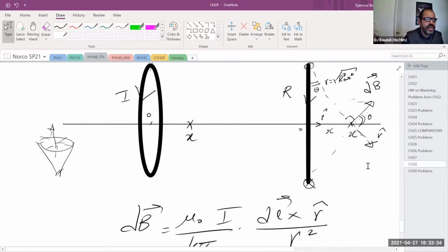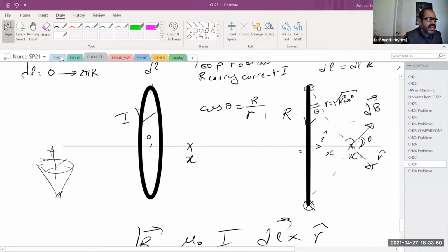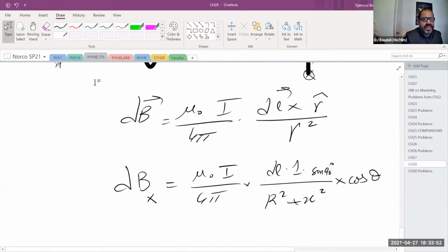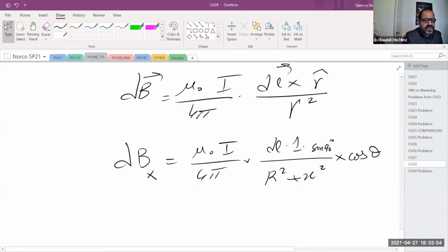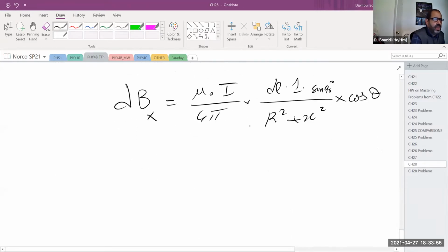Clearly from the geometry in here, cosine of theta is simply r over that little r, or square root of r squared plus x squared. So it doesn't change. As long as x is fixed, theta also is fixed. Everything is fixed. The only thing that is going to change is dl going from 0 to 2 pi r. That's it. So this whole integration becomes a little bit easy when we sum through everything through dl.